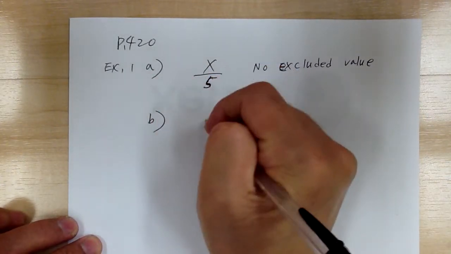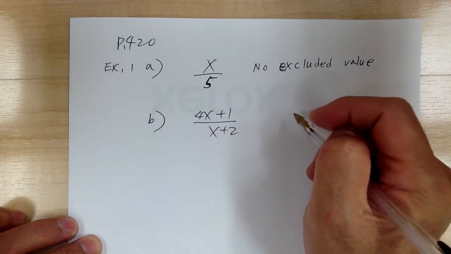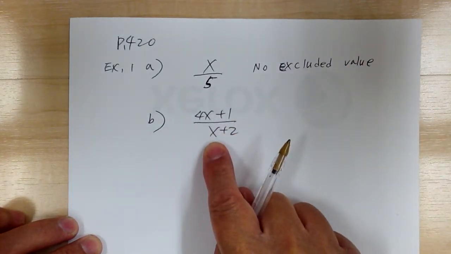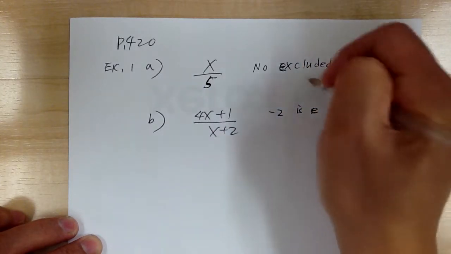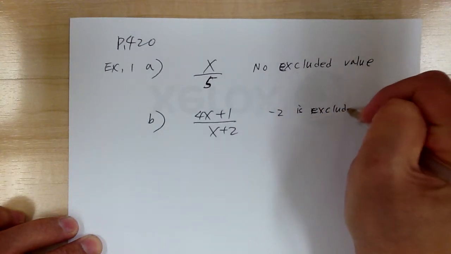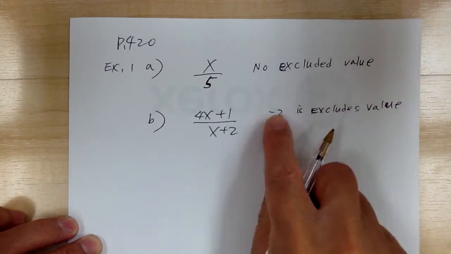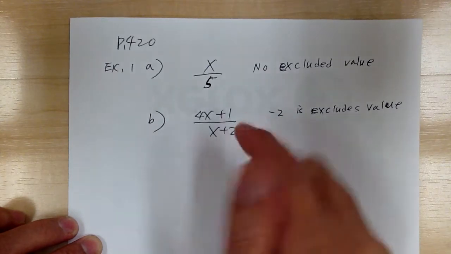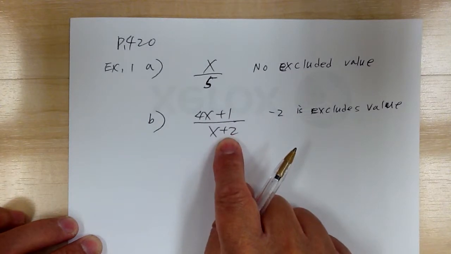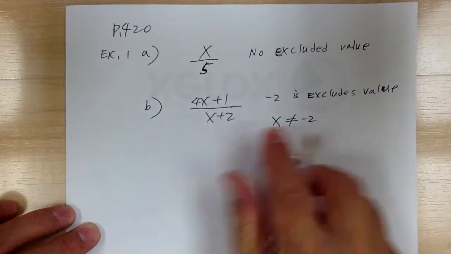So if you go to b, you have (4x plus 1) over (x plus 2). In this case, x cannot equal -2. So -2 is excluded. It is an excluded value because when x equals -2, you have -2 plus 2, which gives you 0, and you're not allowed to have a 0 in the denominator because it makes the expression undefined. Another way to write this is you just write x cannot equal -2. That's easier to write.